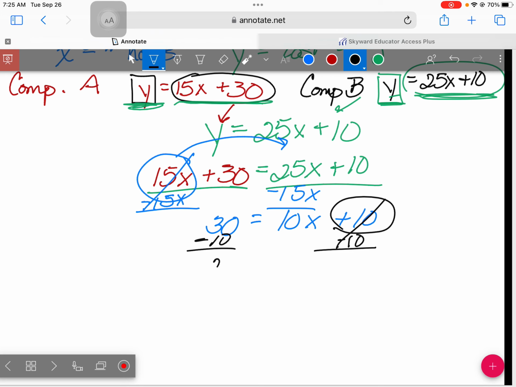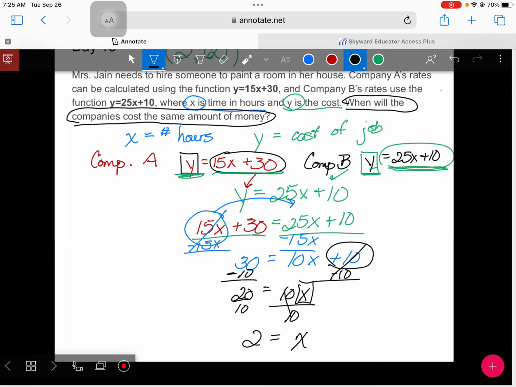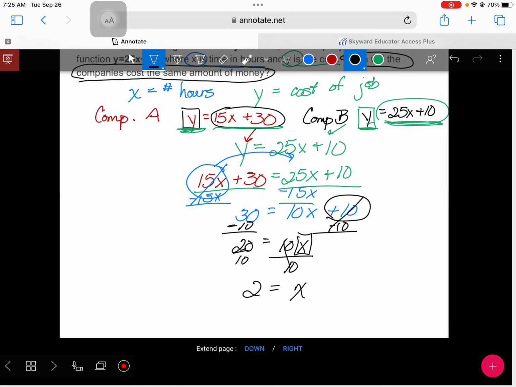So 30 minus 10 is 20. 20 is equal to 10x. I'm solving for x. It's now being multiplied, so I should divide. And x is equal to 2. X, we said, was the number of hours. Okay? I'll put it over here.